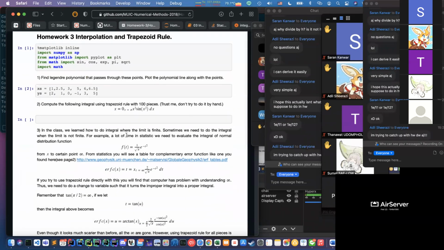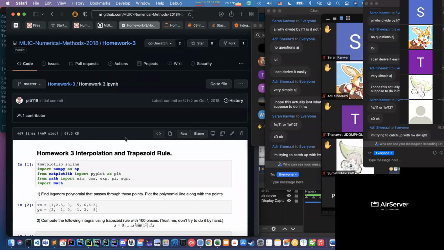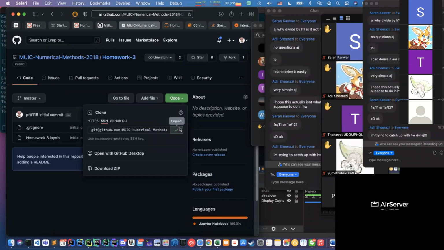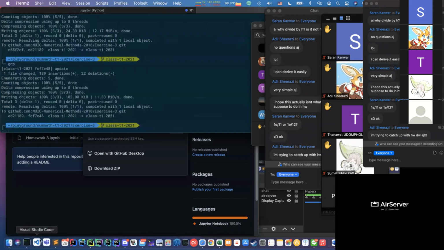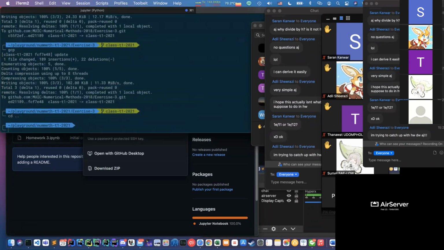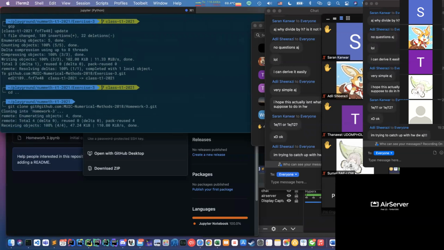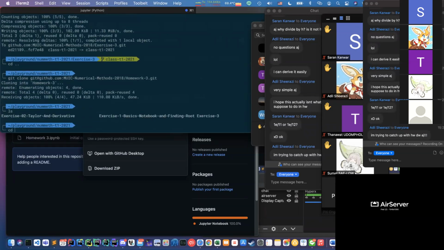Okay, let me clone the thing. It doesn't like the integral. 2 seconds. Let me clone homework 3 really quick. No one posted the Luigi. Didn't you guys do it? Anyone succeed in getting Luigi? No one? You guys should do it. It's fun.